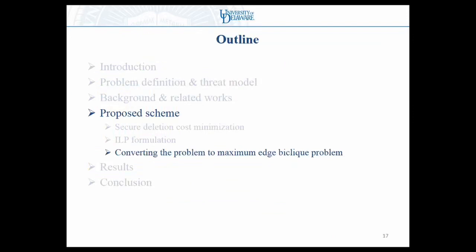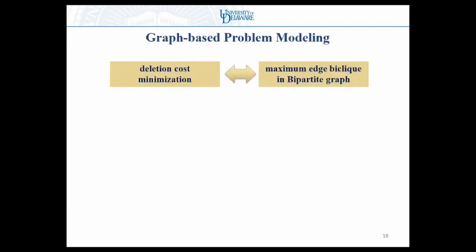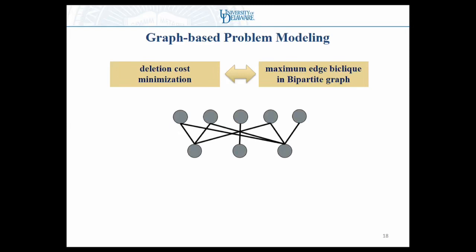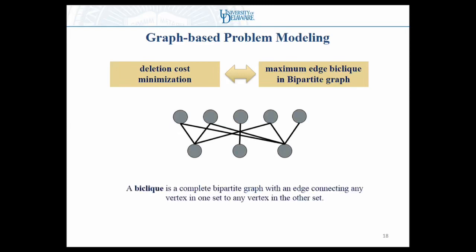Solving this problem is going to be really complicated. So what we thought is, why not change it to a very well-known problem of maximum edge biclique in bipartite graph. And for those of you who may not know what this problem is, if you have this bipartite graph and you want to create a biclique out of it, you have to remove these vertices and these edges to make sure that in the remaining graph, each vertex in one set is connected to all the vertices in the other set.